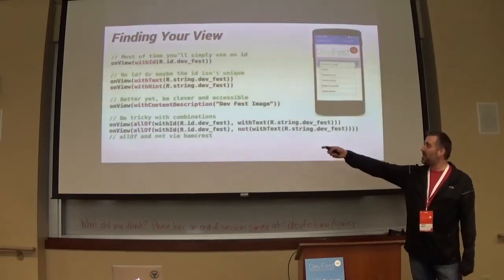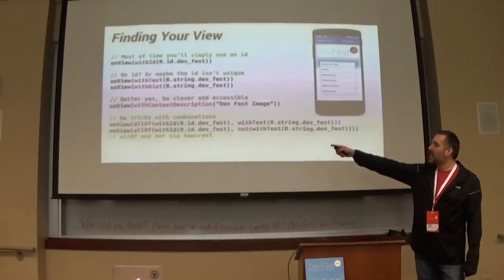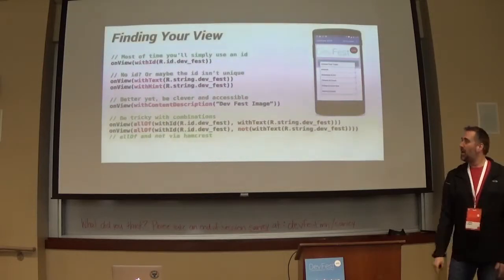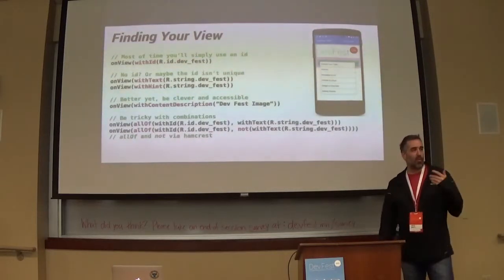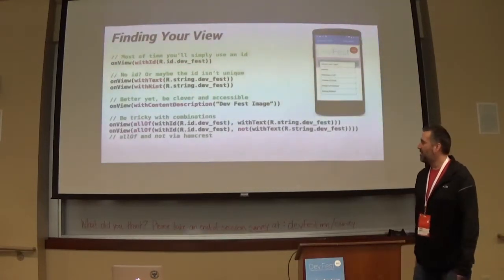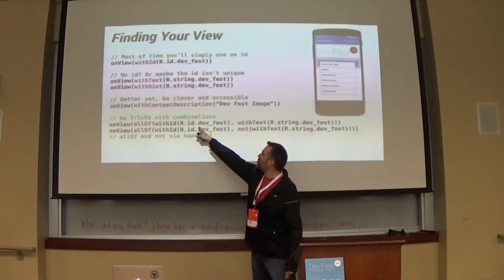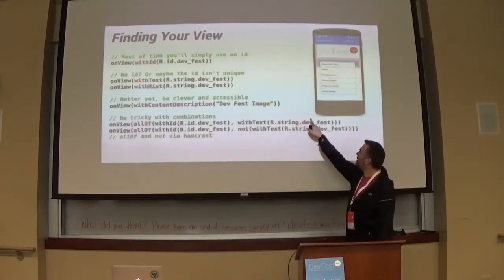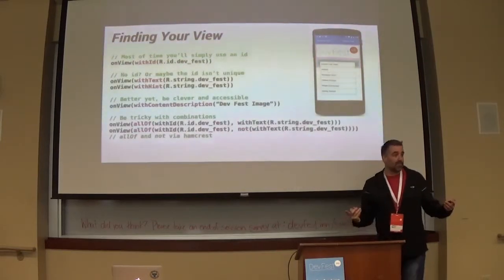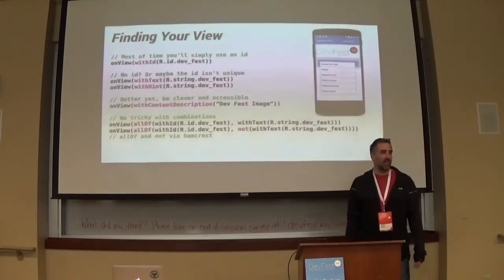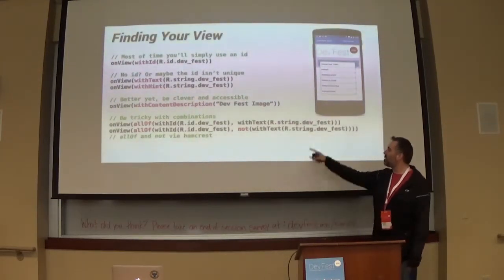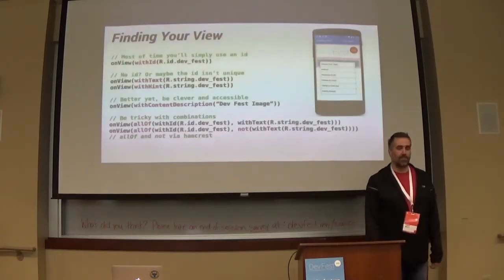Or you can get tricky with it and use allOf, which basically takes two view matchers and finds the intersection between the two. allOf and not are just normal Hamcrest matchers. They're not specifically part of Espresso. In this case, it's finding all the views with this ID that also have the string DevFest, and hopefully that gets you down to one view. If not, the test is going to fail. Or the opposite here: give me all the ones with an ID, but not with a certain text.